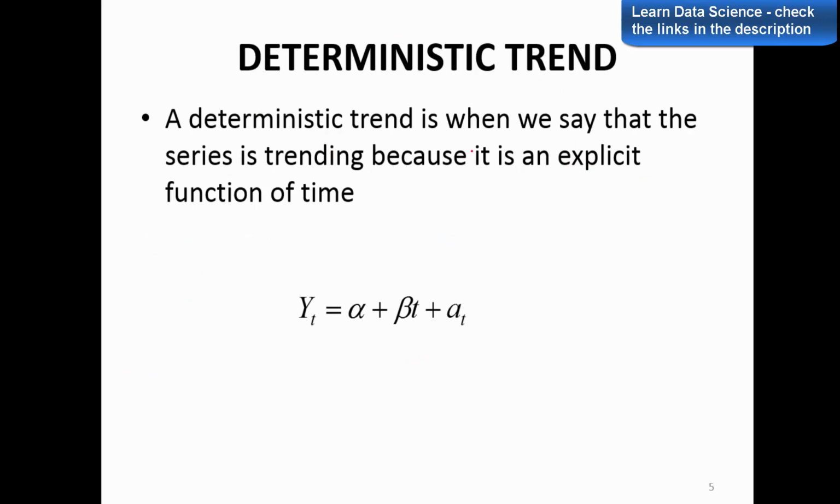A deterministic trend is when we say that the series is trending because it is an explicit function of time. So that's the definition of a deterministic trend. And here's an example, simple to understand.